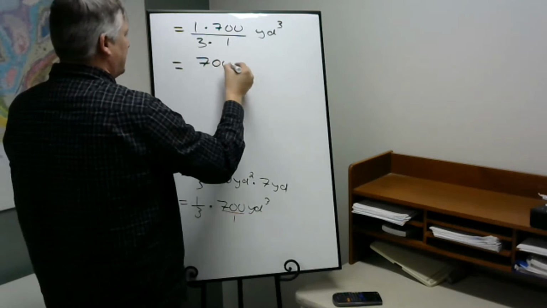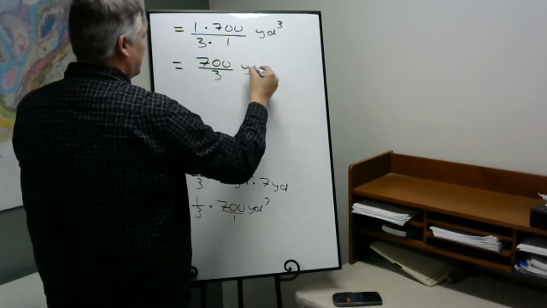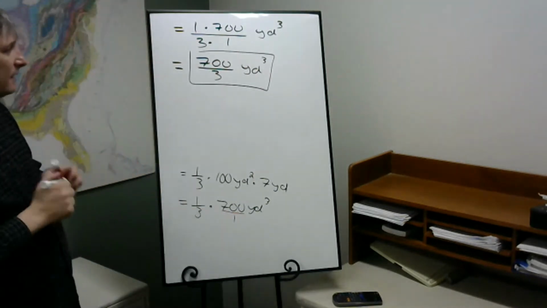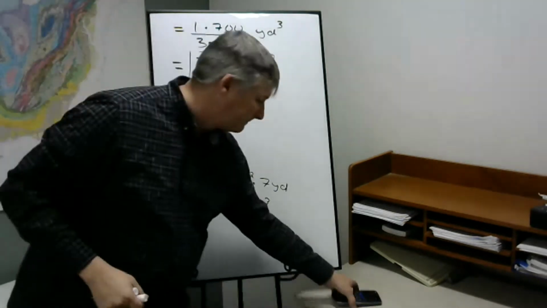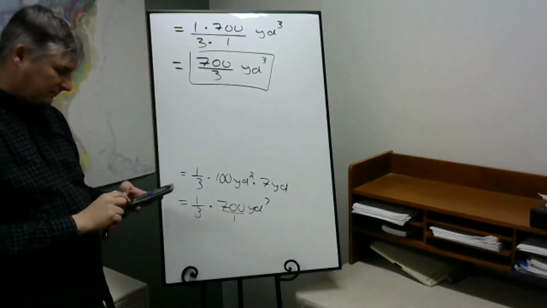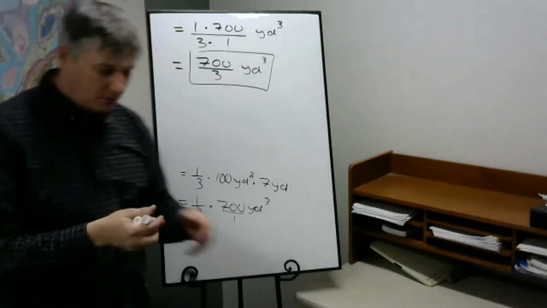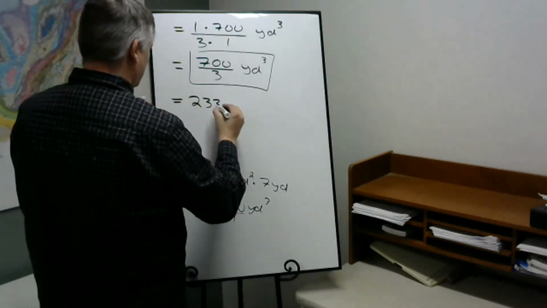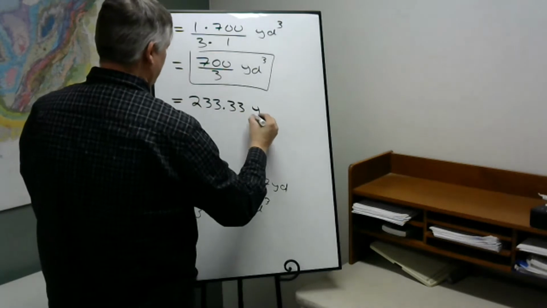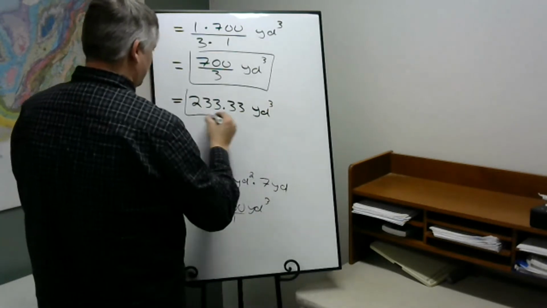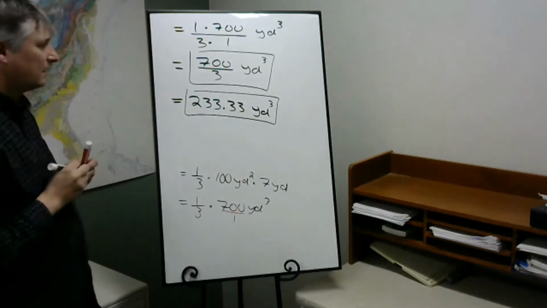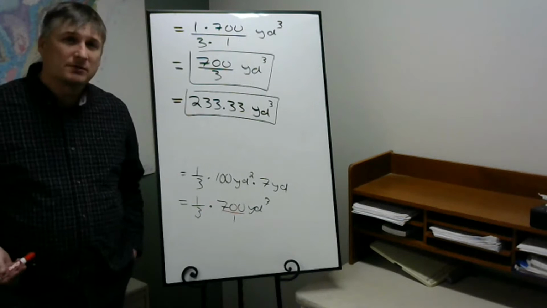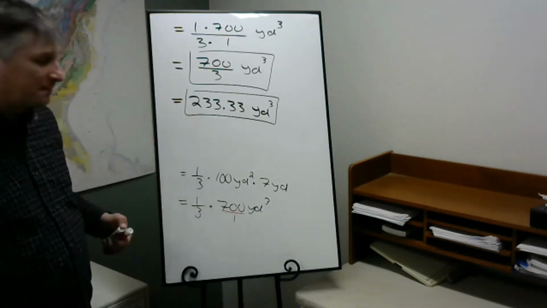And so we're going to get 700 thirds yards cubed. And that's our exact answer. Or if we round to the nearest hundredth, and that's going to be it. This will be our approximate answer.